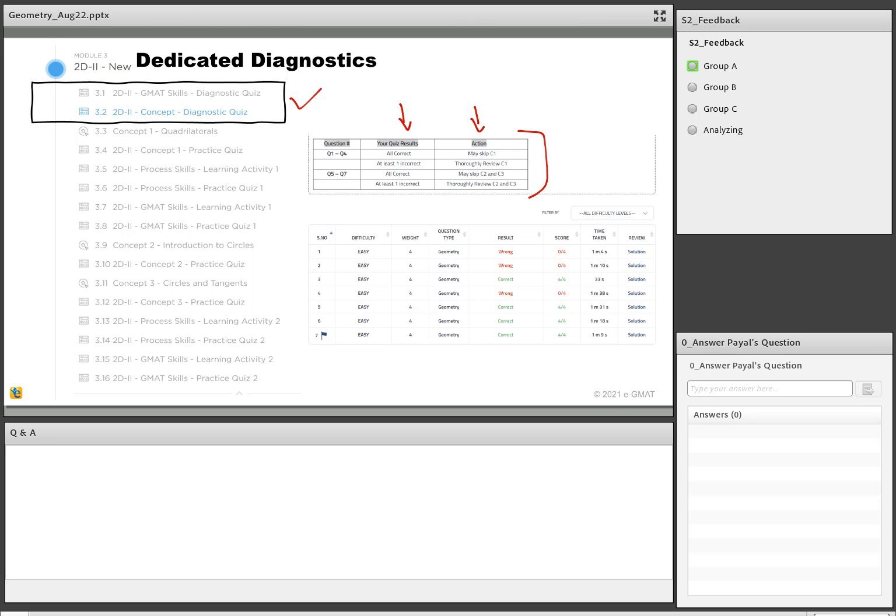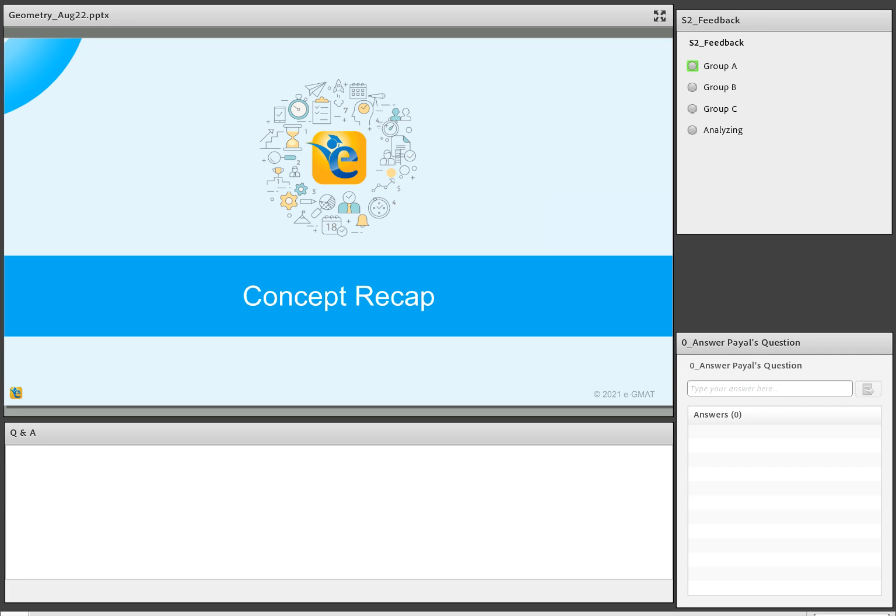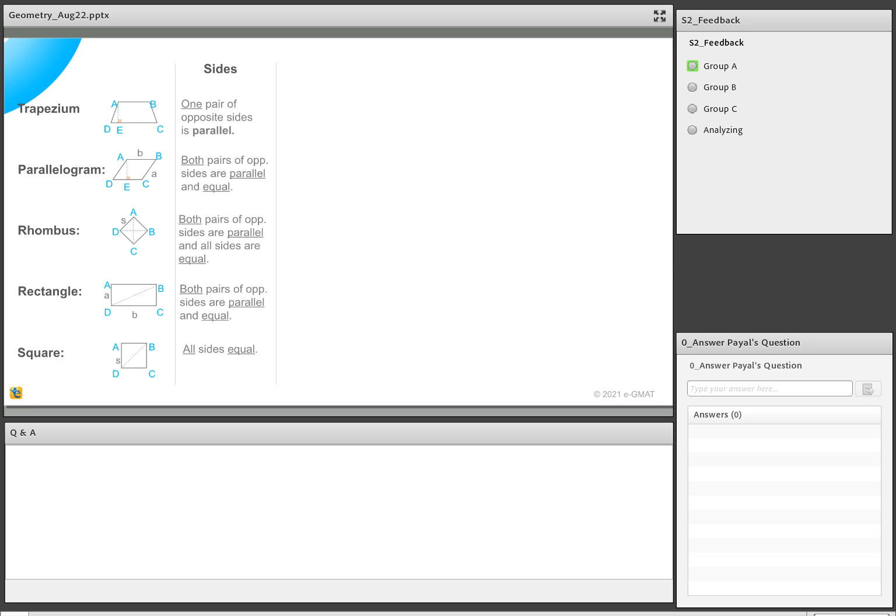With that, we'll now move ahead to the first set of concepts. Now that we have had a slight feedback on where we stand right now, let's also learn a few concepts before we move on to solving real questions. I've taken 5 different quadrilaterals for today's session: trapezium, parallelogram, rhombus, rectangle, and square. Now, for trapezium, what characteristics do I have for the sides?